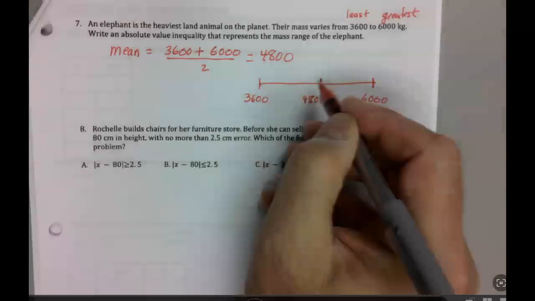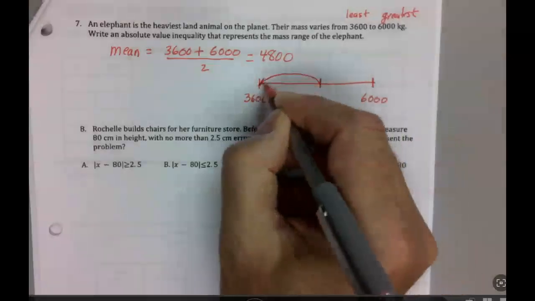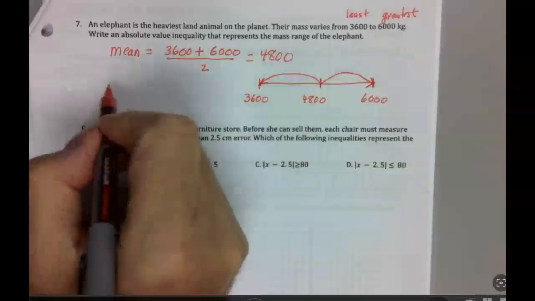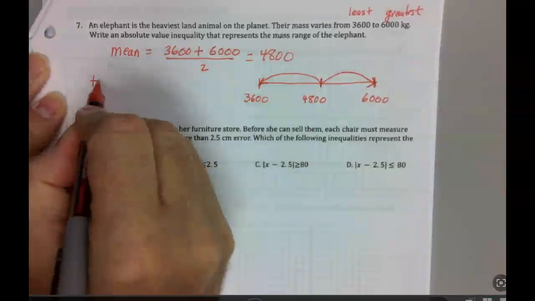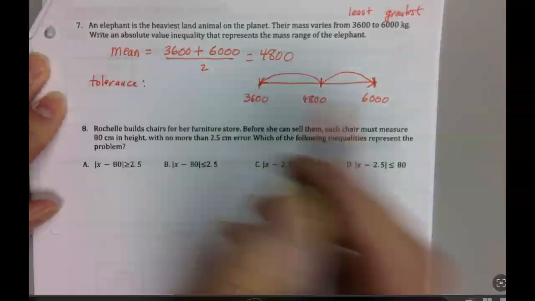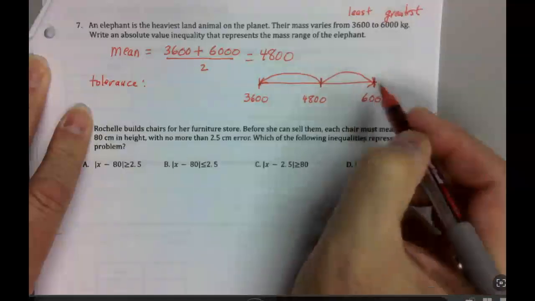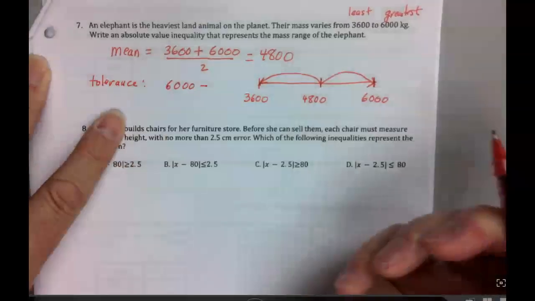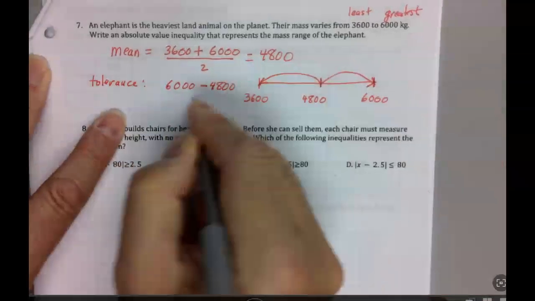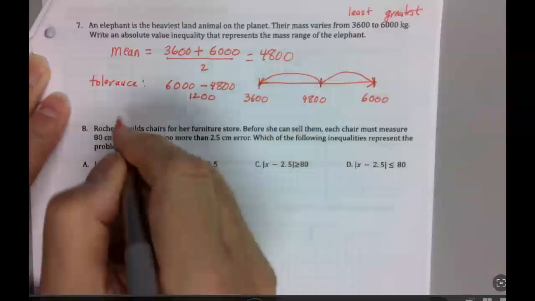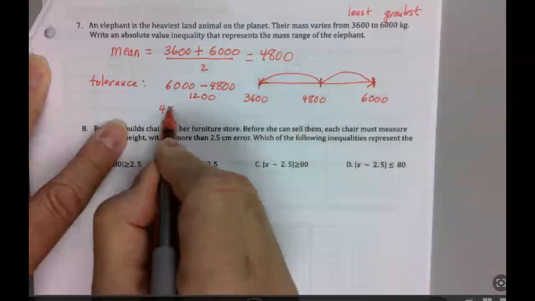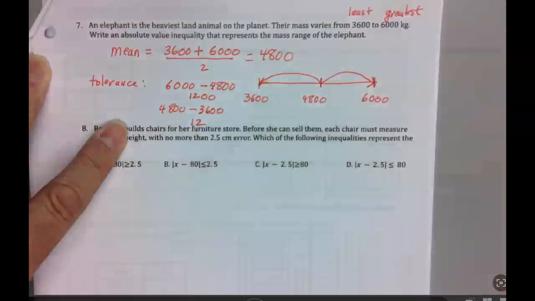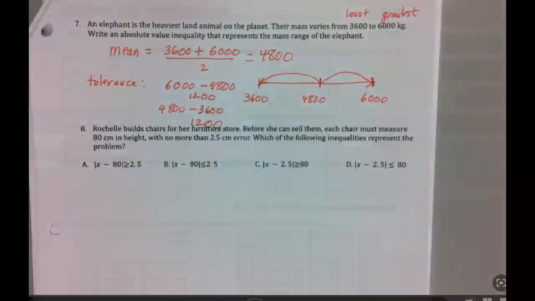Okay, so now we need to find the tolerance, which is from here to here or from here to here, correct? So how do we find the tolerance? That's right, 6,000 minus 4,800, and we get 1,200, agreed? We could also take 4,800 minus 3,600, and we get the same thing for the tolerance, agreed? Correct?